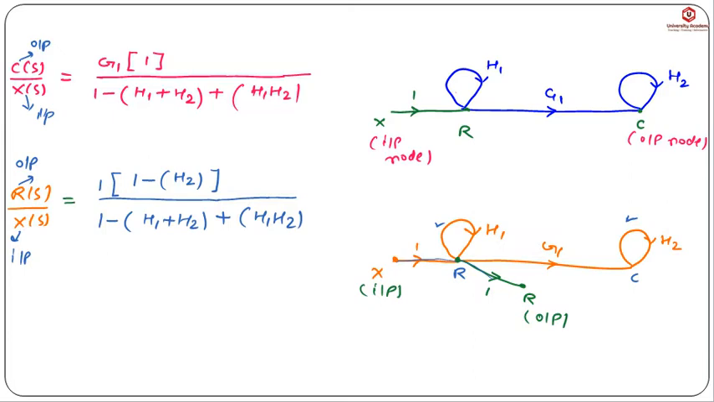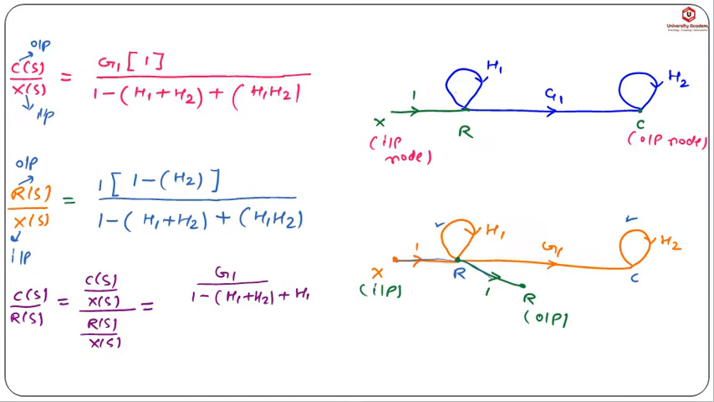Now in the question we have to calculate c of s by r of s. So we have written this ratio as c of s by x of s divided by r of s by x of s. We have calculated c of s by x of s. It will be equal to g1 by 1 minus of h1 plus h2 plus h1 into h2. And then r of s by x of s is 1 minus h2 divided by 1 minus of h1 plus h2 plus h1 into h2.